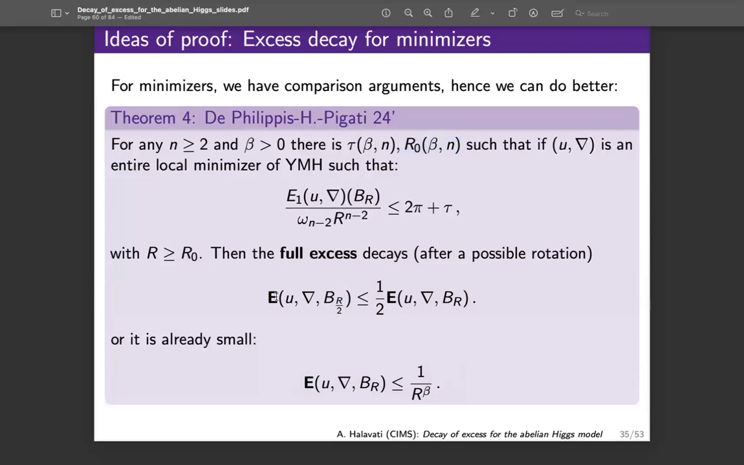And the other thing is that you can see that the full excess decays. And this is because you have comparison arguments available to you when you're looking at locally minimizing solutions. So I'm going to show you ideas of these proofs, just a glimpse of some of the ideas.